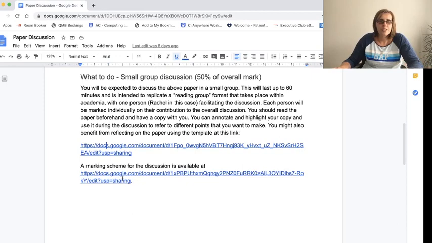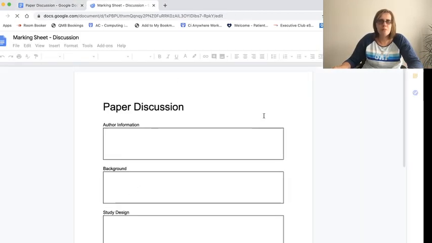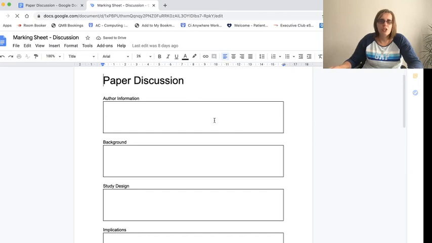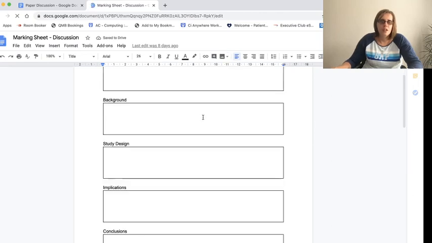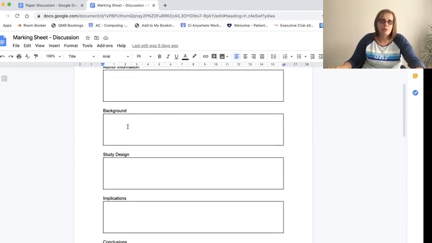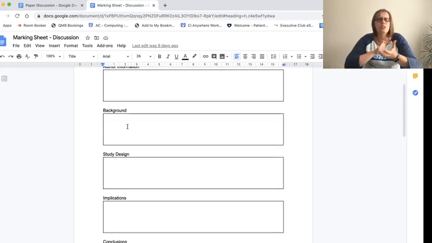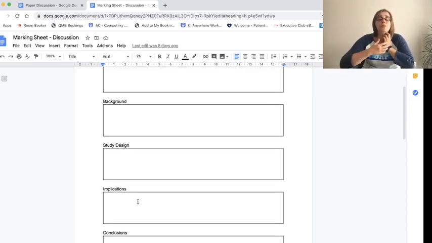So there is a marking scheme available for the discussion. The marking scheme is essentially those sections, just laid out a little bit differently. So what do we know about the author? What do we know about the background information? Anything that you've read? If any of the particular statements in the previous related work are interesting, follow up on them. What was their study design? What are the implications from their evaluation?